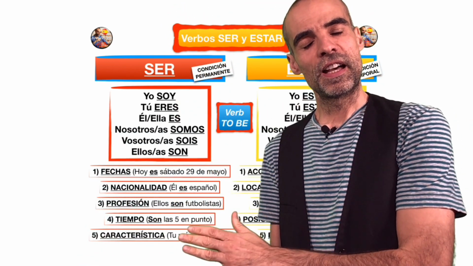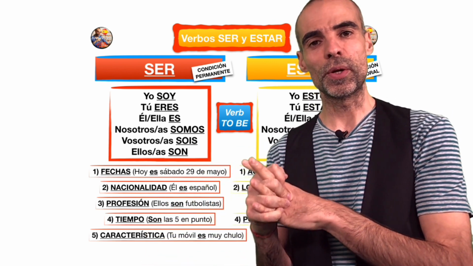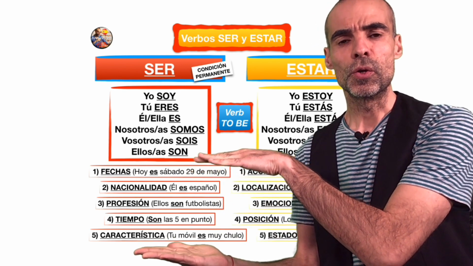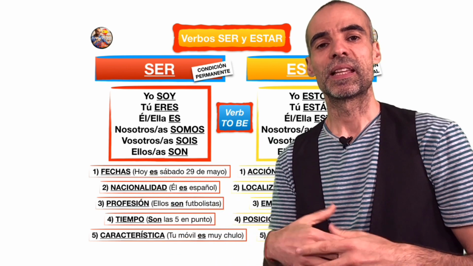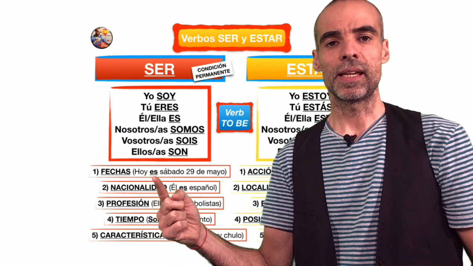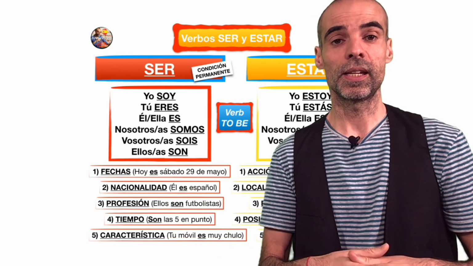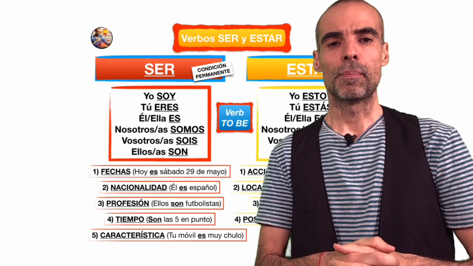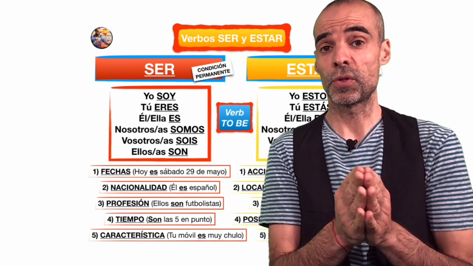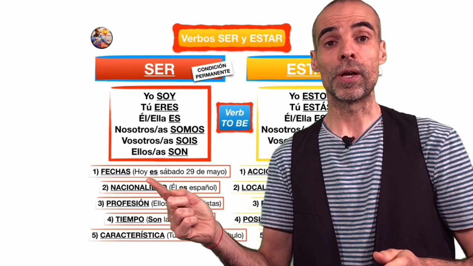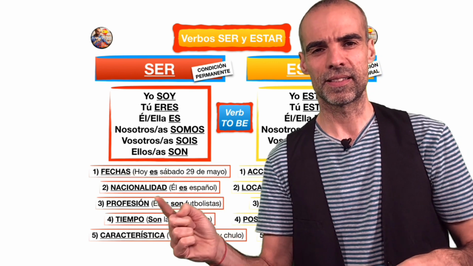Now, 5 main uses or categories of the verb ser. Once you know this, you know how to use the verb ser. It's so simple, right? Okay, so fechas, dates. For example, today is Saturday, 29th of May. Hoy es sábado 29 de mayo. Fechas, dates. When you're talking about dates, we have to use the verb ser. It's not hoy está sábado. It doesn't make any sense. Okay, so verbo ser, fechas, dates.